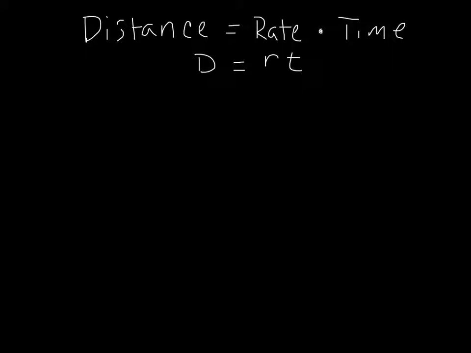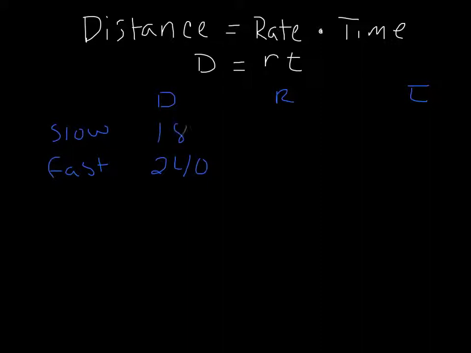Okay, so here's what you need to know. First, we're going to make a little chart, and this is the easiest way to start. Your chart is going to have distance, rate, and time, and then you have the slow car and the fast car. What do we know? The faster car goes 240 miles, so that's the distance of the faster car. The distance of the slower car is 180 miles.